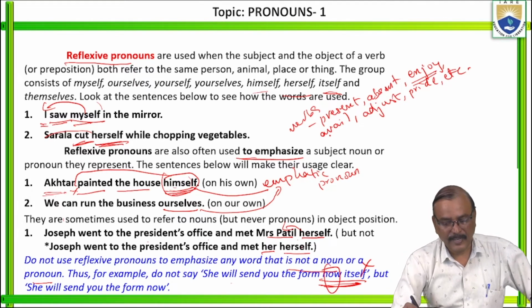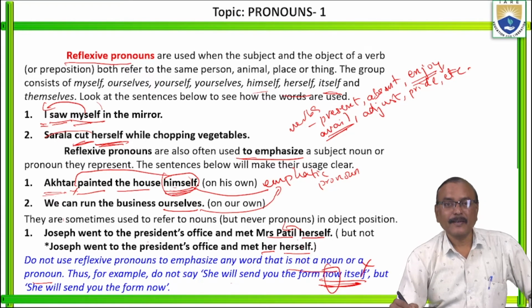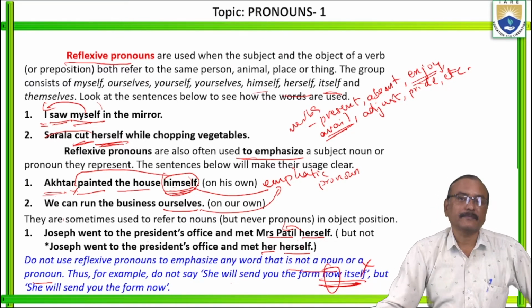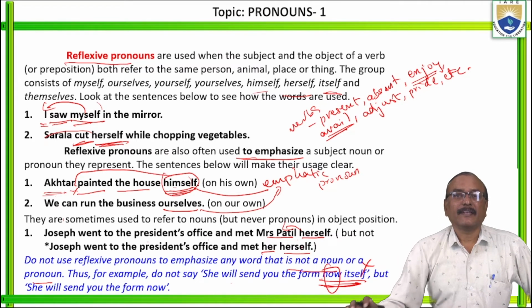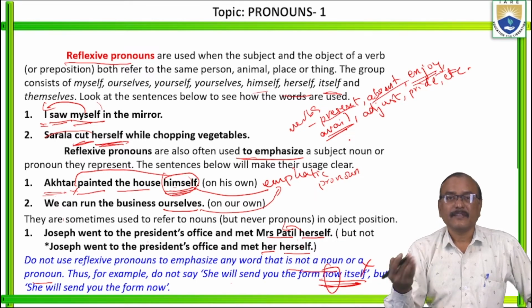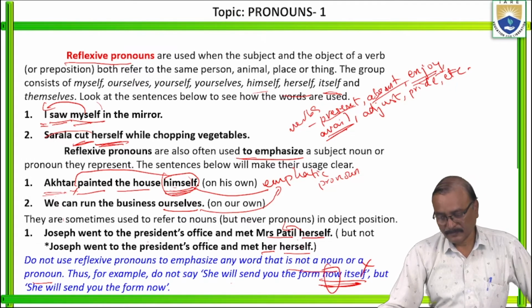So, next, avail. I availed myself of the opportunity. Avail plus reflexive pronoun plus of plus something. Is it clear? You have to remember such verbs which require reflexive pronouns. Next one.